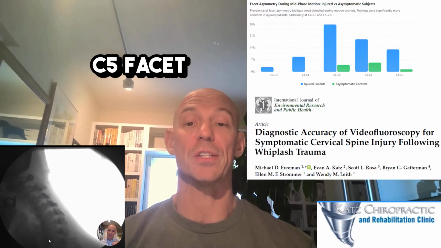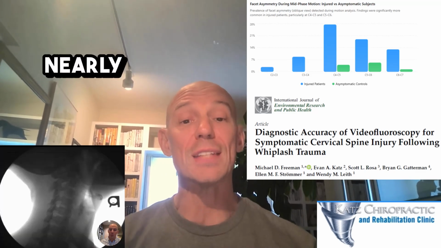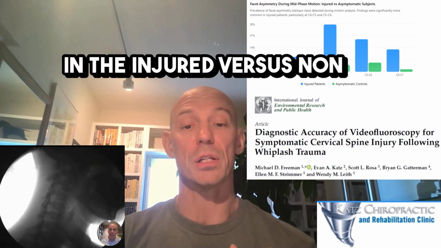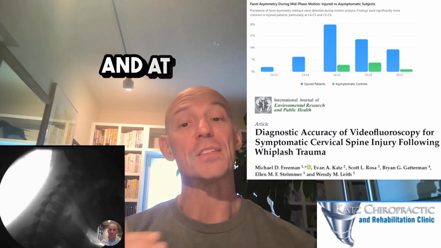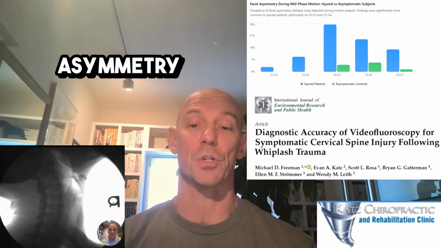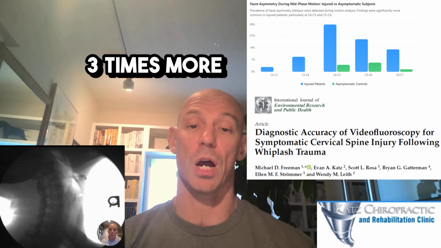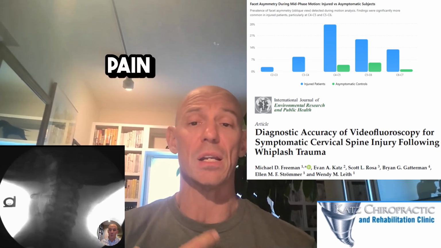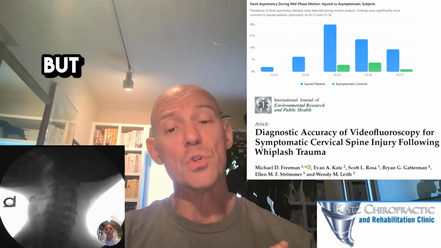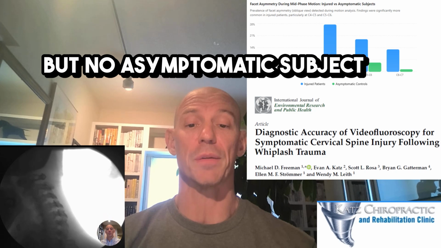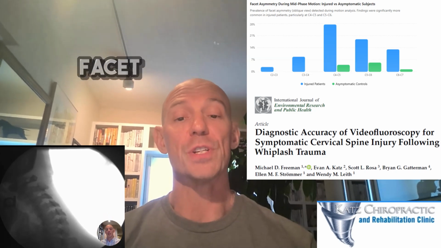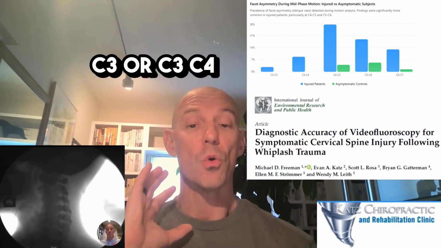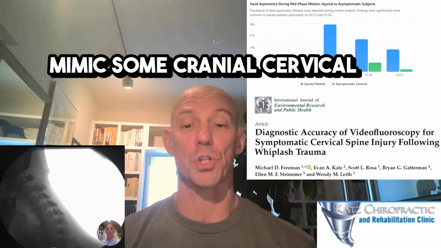C4, C5 facet asymmetry, when we found this, was nearly 7 times more common in the injured versus non-injured subjects. And at C5, C6, facet asymmetry was more than 3 times more common in injured subjects. And facet injuries can cause these issues, pain, dysfunction, but no asymptomatic subject in our paper demonstrated facet asymmetry at C2, C3, or C3, C4. That can mimic some craniocervical junction issues.